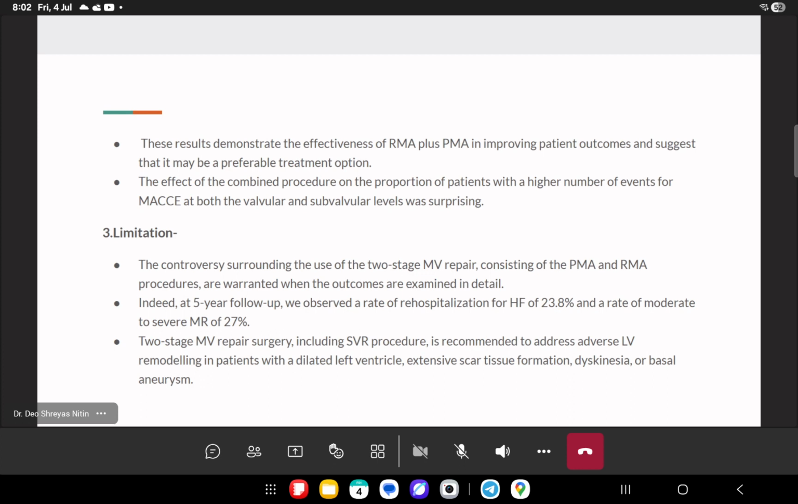Two-stage mitral repair surgery including a surgical valve replacement procedure is recommended to address severe left ventricular remodeling in patients with a dilated left ventricle, extensive scar tissue formation, dyskinesia or basal aneurysm.